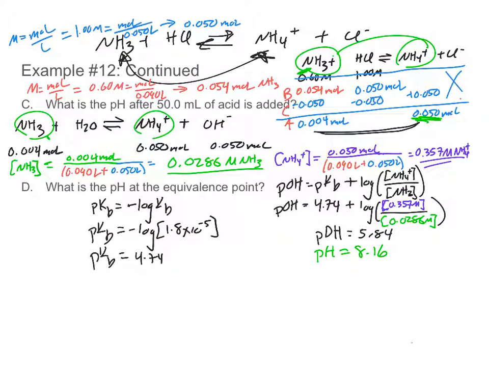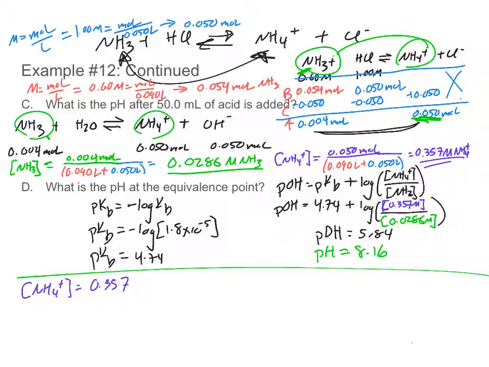All right, now, last thing we have to do is identify the pH at the equivalence point. So, we know a couple of things. One of the things that we know for sure is that the concentration of the NH4 plus is equal to 0.357 molar, because we just calculated that above.